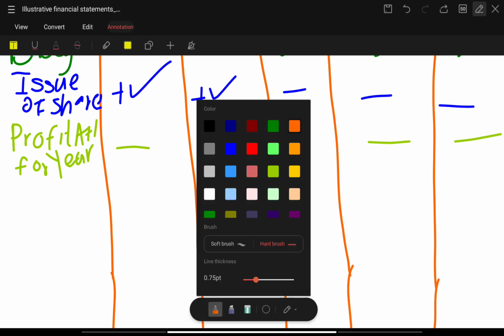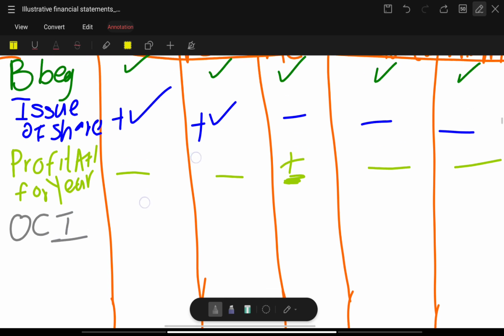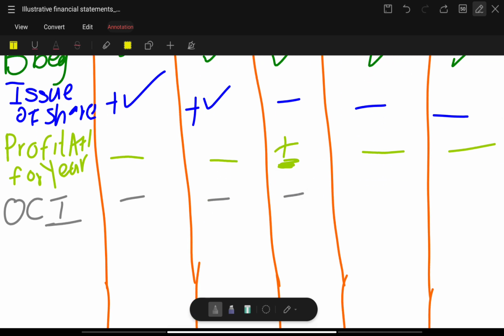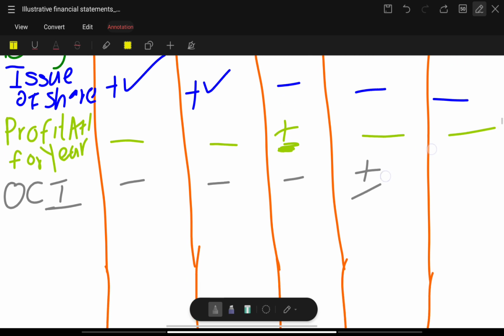Then after that, guys, you will go to your third item. Your third item will be OCI, other comprehensive income. Other comprehensive income doesn't apply to ordinary share capital, it doesn't apply to preference share capital, it doesn't apply to retained earnings. It applies to the revaluation of land and to the mark to market reserve account.